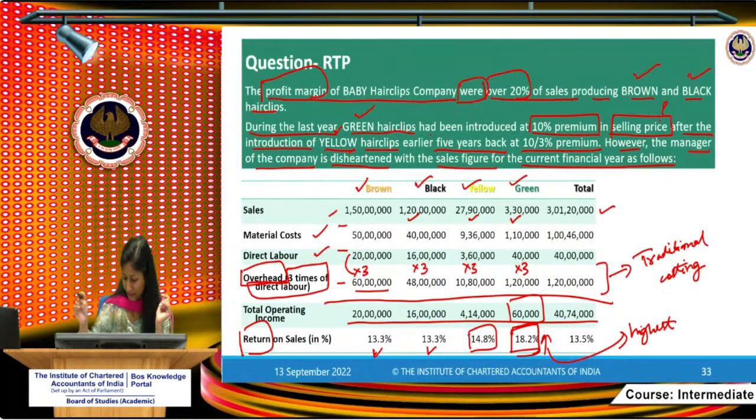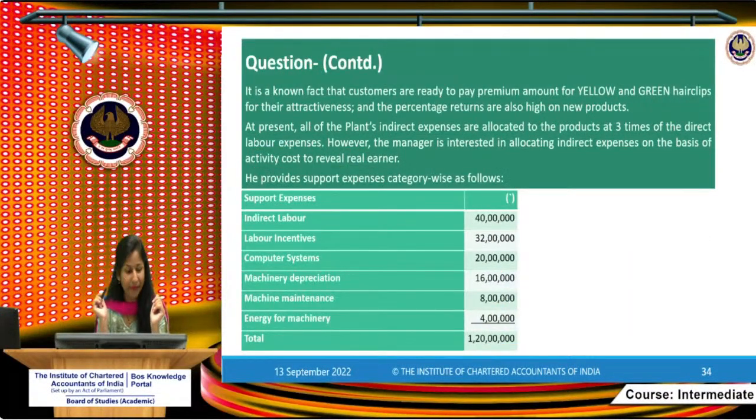Now let's move on to the next slide. What information are we gathering? It is a known fact that customers are ready to pay a premium for yellow and green hair clips for their attractiveness, and the percentage returns are also high on the new products. We got this information from the previous slide. At present, indirect expenses are allocated to the products at 3 times the direct labor expenses. We got this information already from the previous slide.